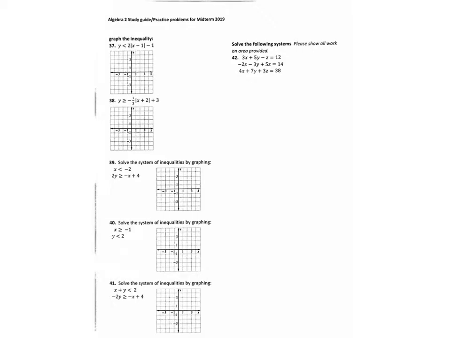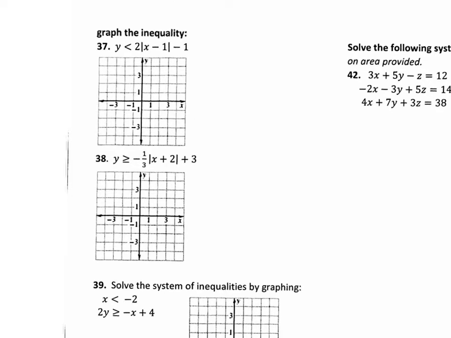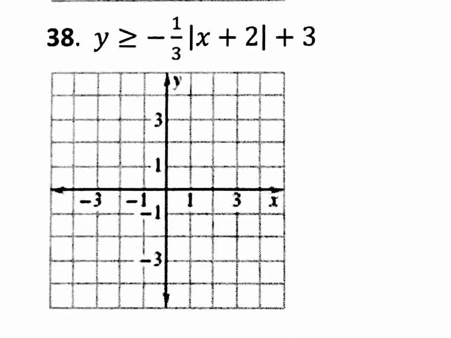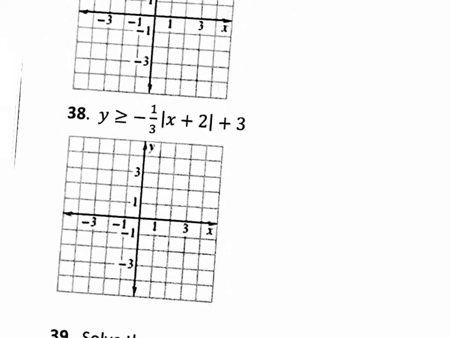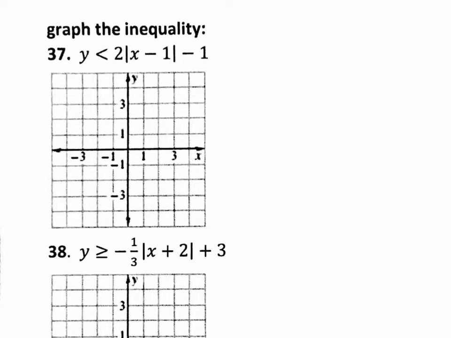So let's take a look at the back side. This is page 4. 37 and 38, they're pretty identical. It's just that one's narrow and one's wider. One's opening up, one's opening down. I'm just going to go with number 38. Let's go with 37. Why not? 37. You guys could do 38.